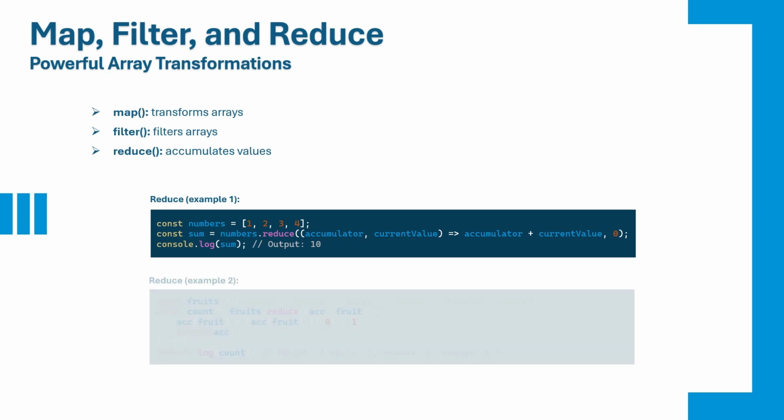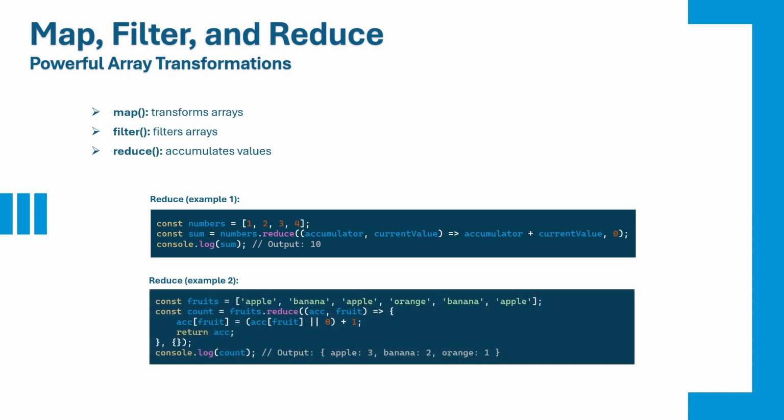Now let's consider a more complex example, creating an object that counts occurrences of items in an array. In this example, we begin with an empty object. For each fruit, we update the count in the object by either adding one if the fruit already exists, or setting it to 1 if it doesn't.